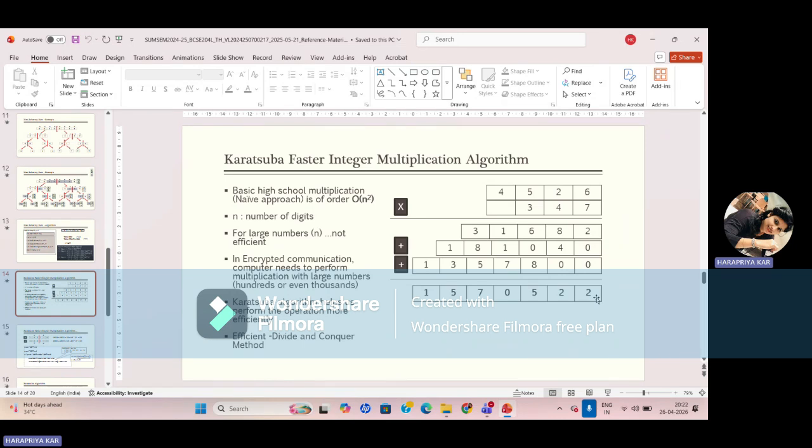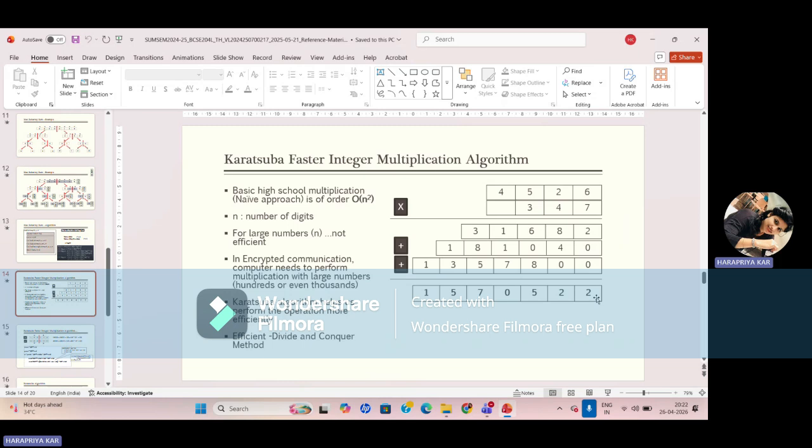Okay. So in this class, we are going to discuss another approach, that is the Karatsuba faster integer multiplication algorithm. This algorithm also comes under the divide and conquer approach. So first of all, we'll start with how the Karatsuba faster integer multiplication algorithm works.